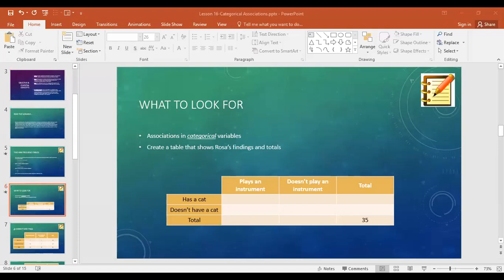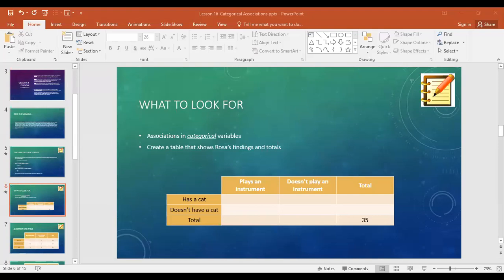So you're going to go onto your breakout room slide, read Rosa's scenario, and fill in this table with the numbers. Pay attention, right? This is kind of like a Punnett square. Where there's an intersection of column and row, that's essentially where that number should go.